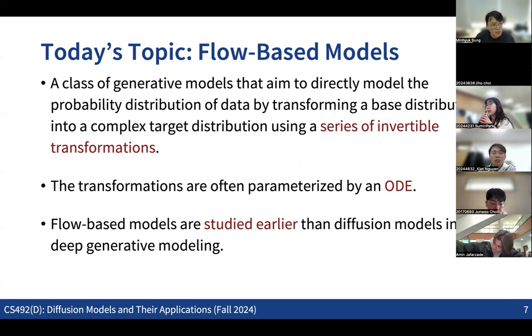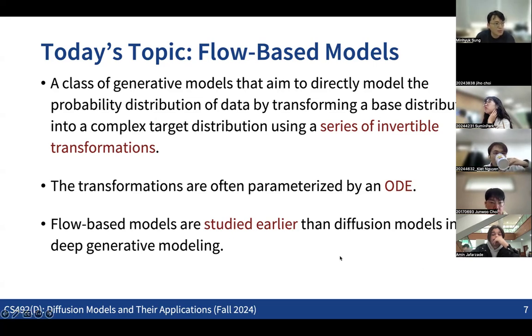The basic idea for the flow-based model is that we are finding a direct mapping function between these two. Typically this mapping function is represented as a combination of multiple transformation functions, which are also invertible. So the question here is how we can find such a series of invertible functions that can map the base distribution into our data distribution.